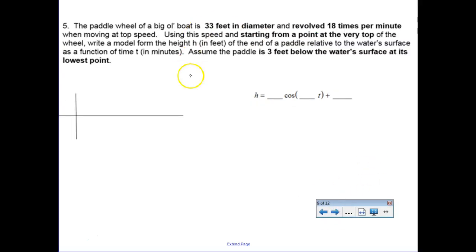So here we have another one of these big wheels. This time it's a paddle boat wheel. So we have another clue about the wheel's diameter as being 33 feet. Revolving 18 times per minute, that's frequency, which I did tell you, or no I didn't this time, but it is frequency. So that's going to help us calculate the b value. The b value is 2 pi times frequency.